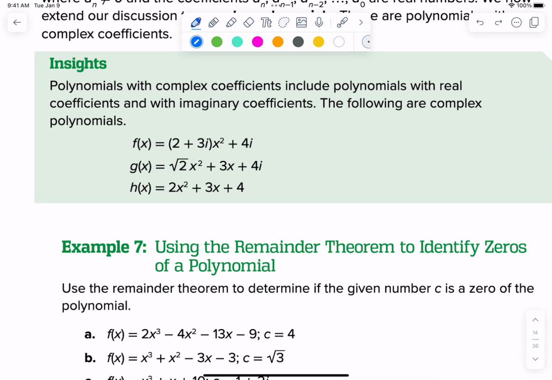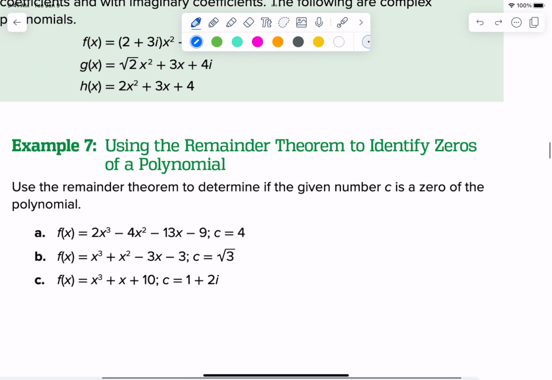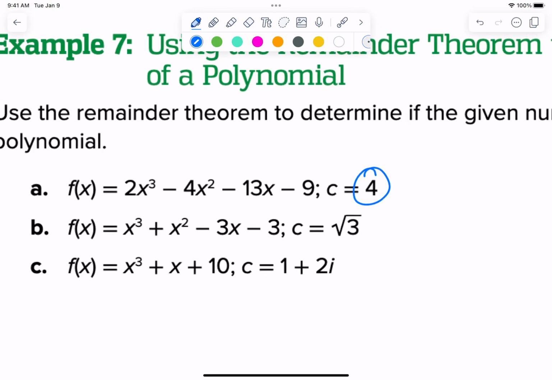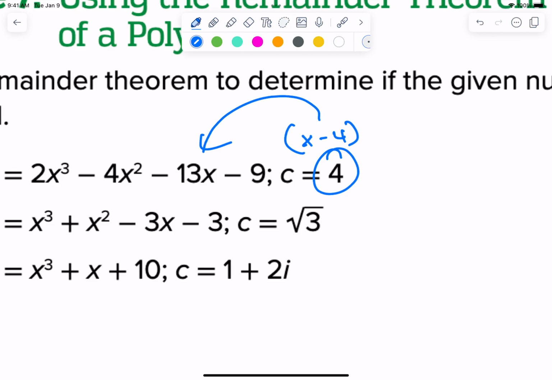Let's go to example 7. A says use the remainder theorem to determine if the given number c is also a 0 of the polynomial. So I want to know if 4 is a 0 of the polynomial. That means if I divide by x minus 4, would it go in there evenly? I can just plug 4 in and see if it comes out to be 0.